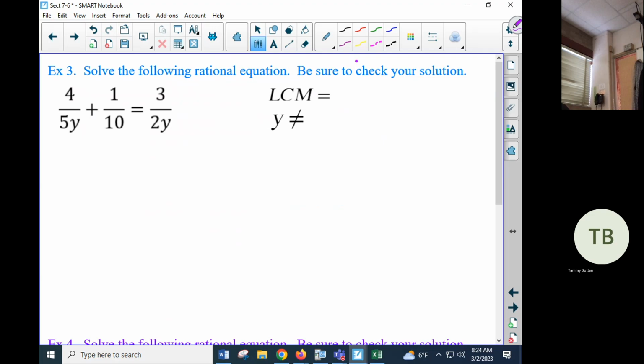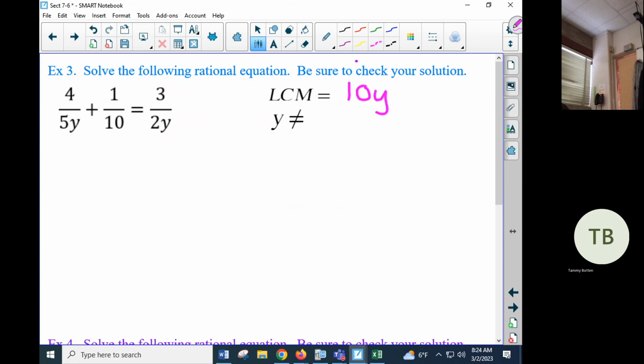Okay, now if we look at this one, again, we're looking at what is the smallest number that 5 divides evenly into, 10 divides evenly into, and 2 divides into. Do you guys get it? It would be 10, right? So this would be 10. Then the biggest power of y that we have is just y. So this is just going to be y again.